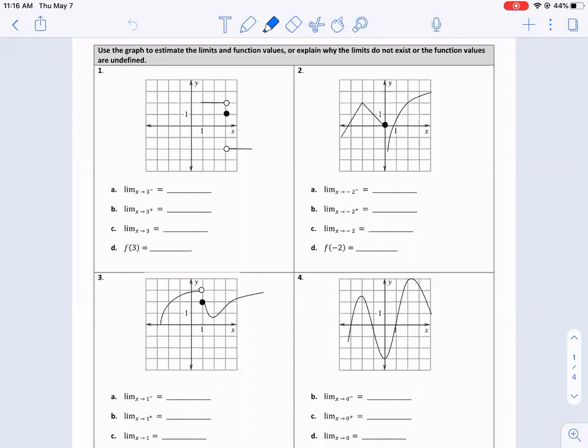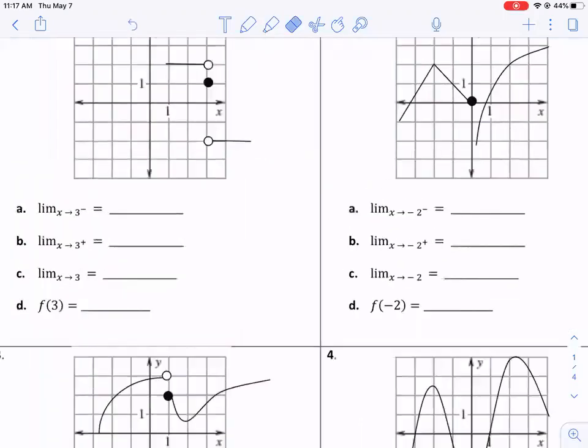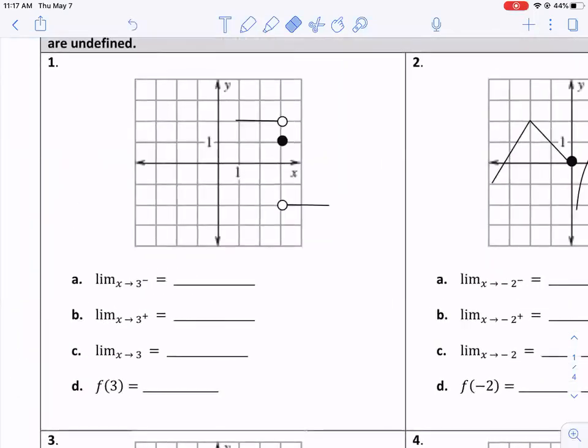So the first part is the limit as x approaches 3, and remember that negative sign means from the left. Okay, so positive 3 is 1, 2, 3. It's right there. So when I approach it from the left side, I am at positive 2. And the limit is allowed to exist even if there's an open circle. Okay, so the limit is all about what your graph is approaching, not always what it equals.